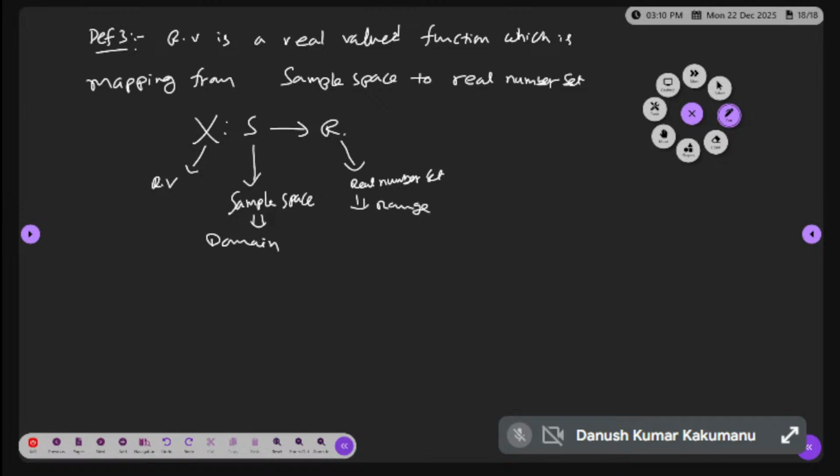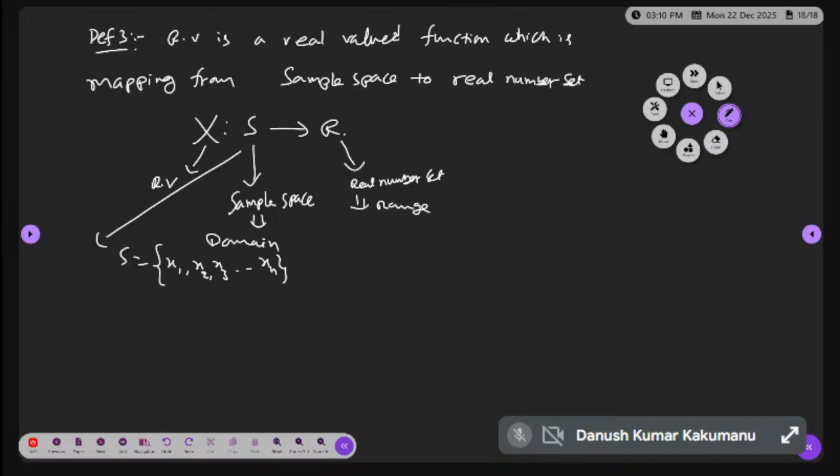You may expect a question like, what is the domain for the random variable? Domain for the random variable is the sample space. Range is the real number set. Sample space is the set of the sample points x1, x2, x3 and so on up to xn. These sample points are the inputs to the random variable. Then output is what? Real number set.